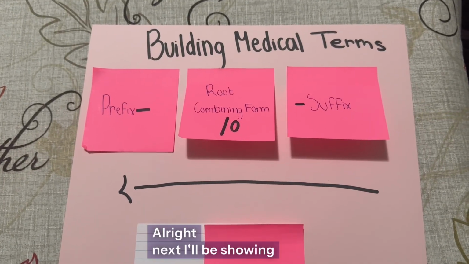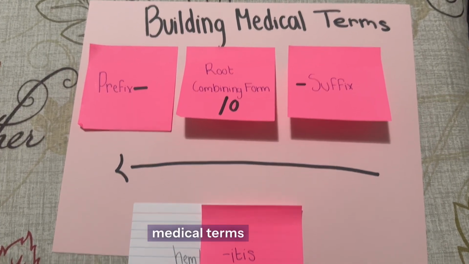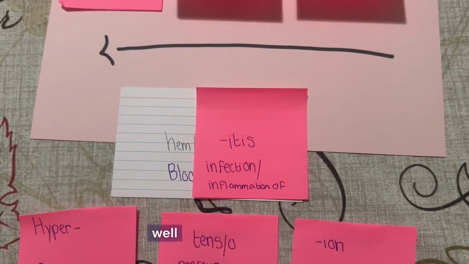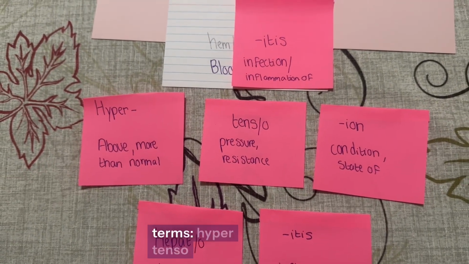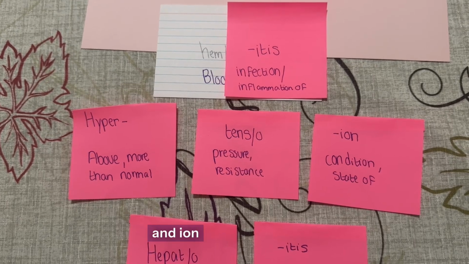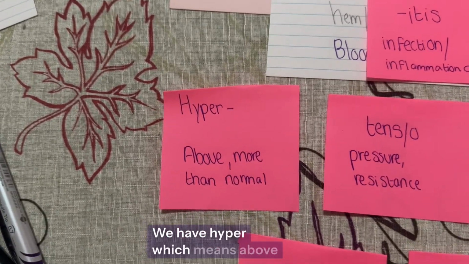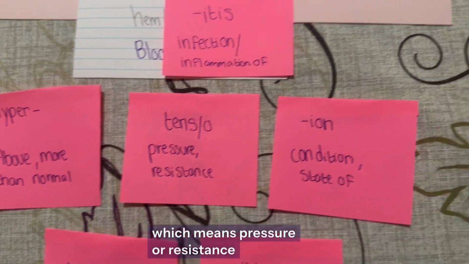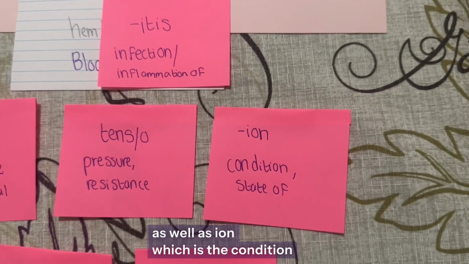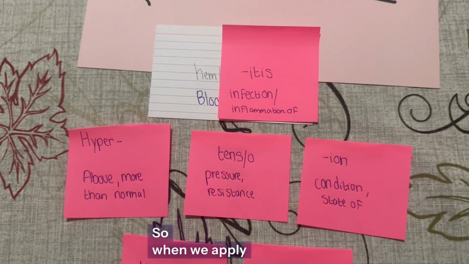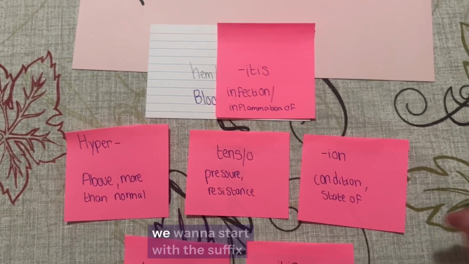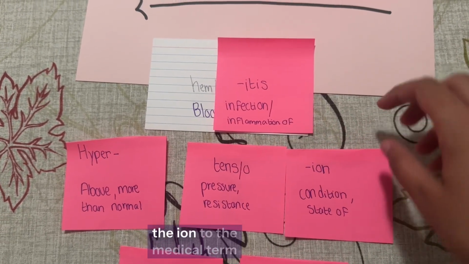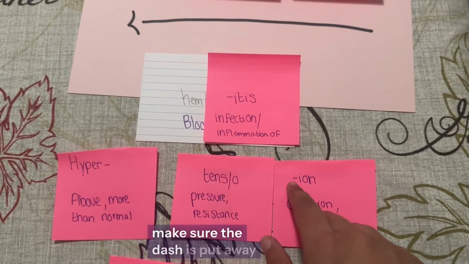Alright, next I'll be showing you some examples on how to build medical terms. We've already gone through one, which is hematitis, so we'll go through two others as well. Next we have three terms: hyper, tenso, and ion. We have hyper, which means above or more than normal, tenso, which means pressure or resistance, as well as ion, which is the condition or state of. So when we apply the rules to build a medical term, we want to start with the suffix. So here, you'll connect the ion to the medical term, make sure the dash is put away.